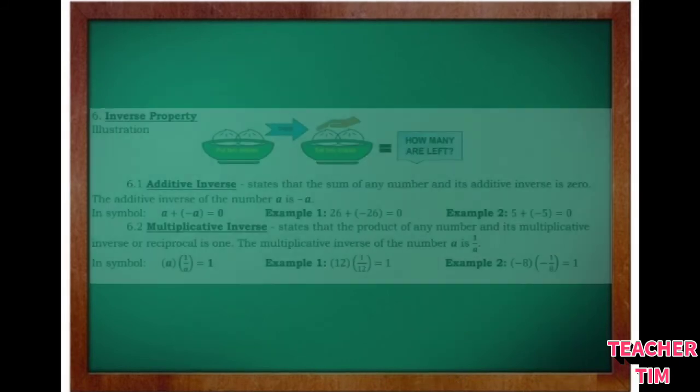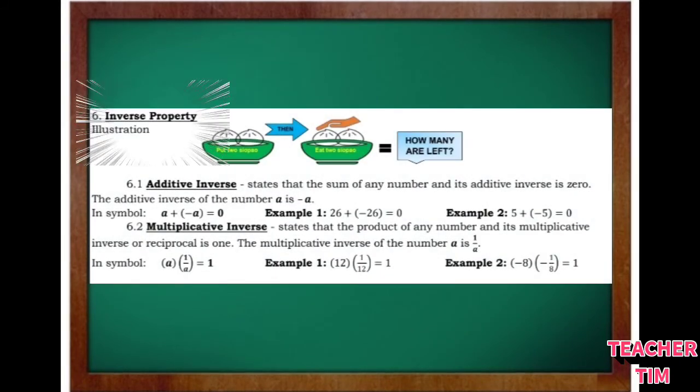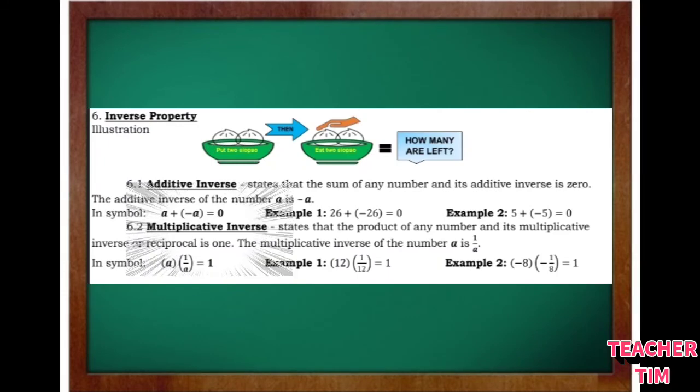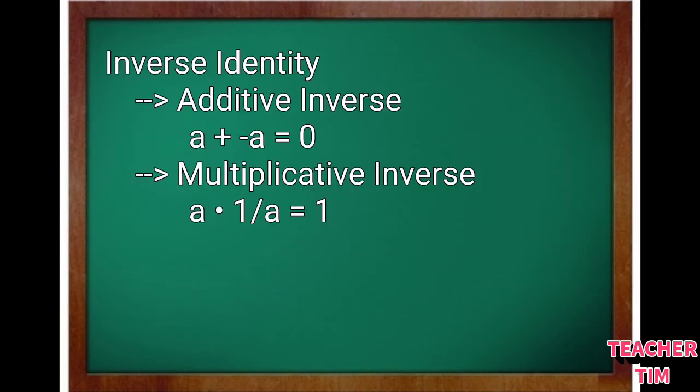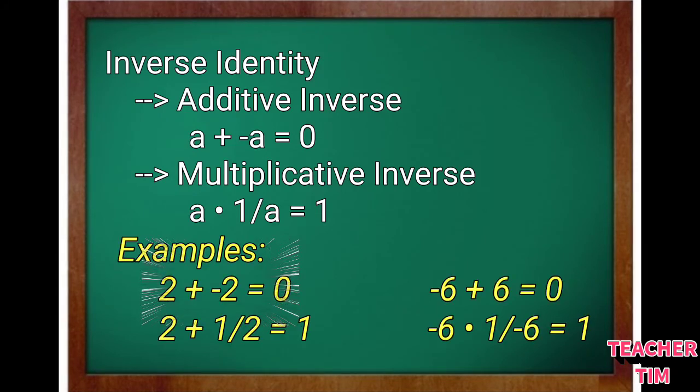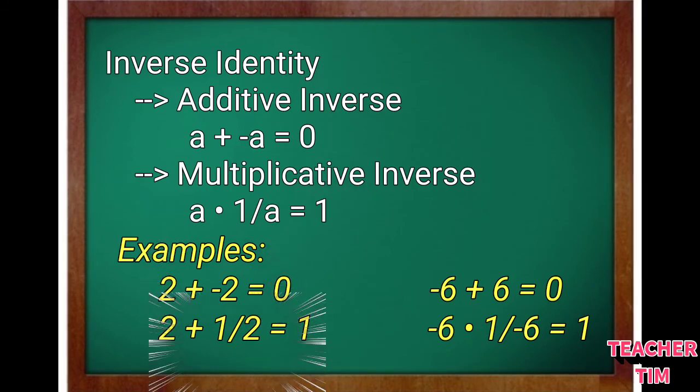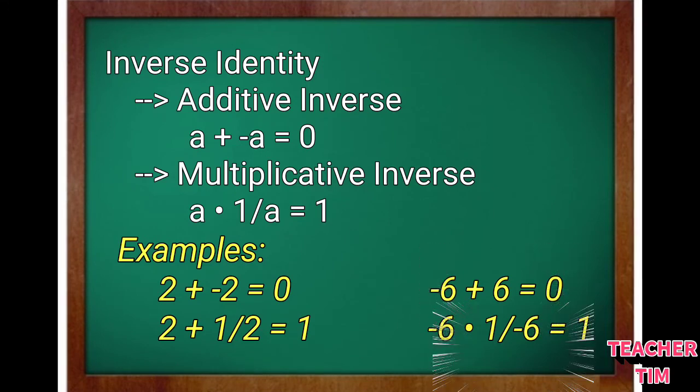The last property is the inverse property. We have additive inverse, which states that the sum of any number and its additive inverse is 0, and multiplicative inverse, which states that the product of any number and its reciprocal is 1. In additive inverse, A plus negative A equals 0, and in multiplicative inverse, A times 1 over A equals 1. Examples: we have 2 plus negative 2 equals 0, 2 times 1 half equals 1, negative 6 plus 6 equals 0, and negative 6 times 1 over negative 6 equals 1.